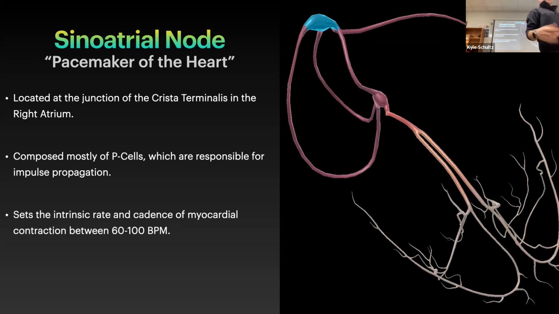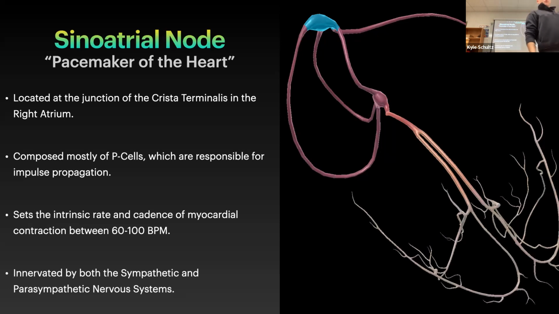This is what's going to set the intrinsic rate and cadence of myocardial contraction between that 60 to 100 beats per minute. So where we get sinus, normal sinus, sinus brady, sinus tach, it's all based on what the inherent rate of the SA node is. Anything less than 60 is going to be what? Anything more than 100 is going to be what? Very good. And it's all because of the SA node. It's going to be innervated by both the sympathetic and parasympathetic nervous systems. So this is where you're going to get the termination of both of those systems. So you're not going to be able to get any more innervation below this point, usually.